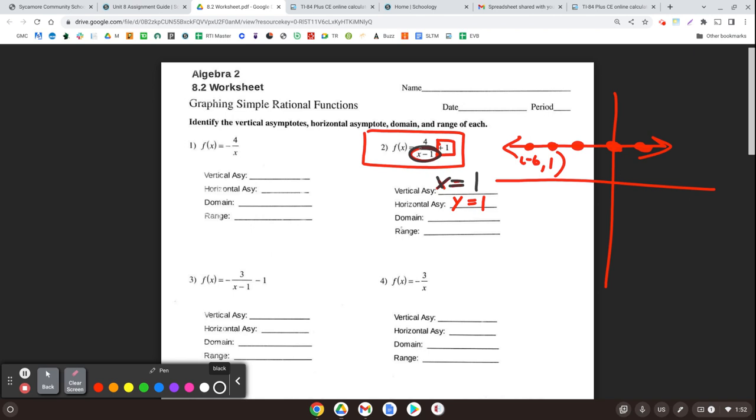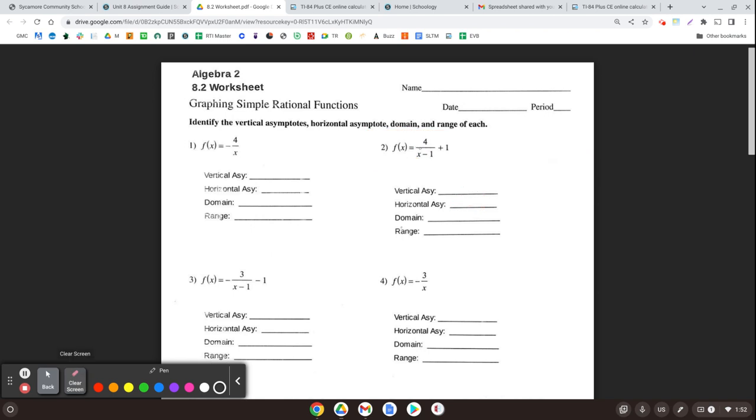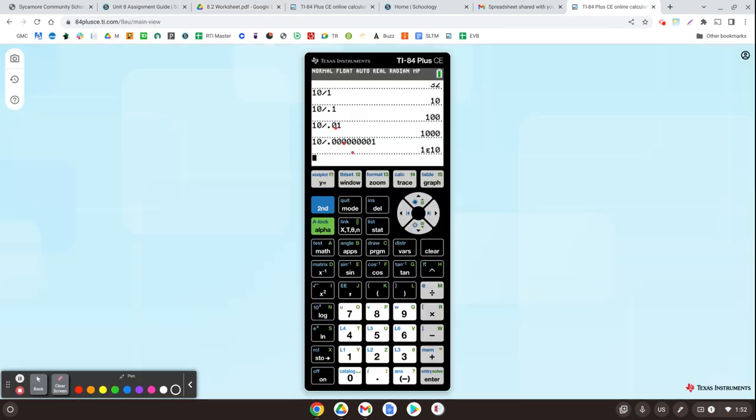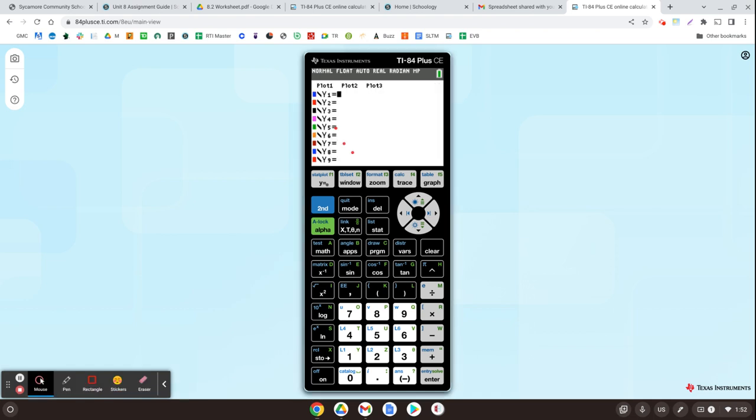Now, for now, I suggest let's get your domain and range from your graphing calculator until you feel more confident about this, okay? So, once again, this was x equals 1. This was y equals 1. Let's put this in our graphing calculator. One thing you're going to do a lot is you're going to start using the fraction button a lot on your calculator. So that is alpha y equals enter. All right, here we go.